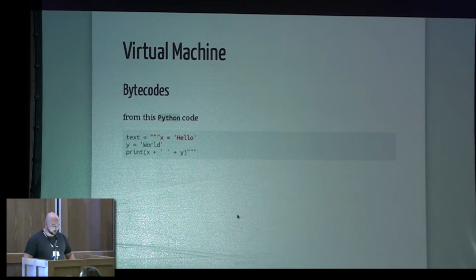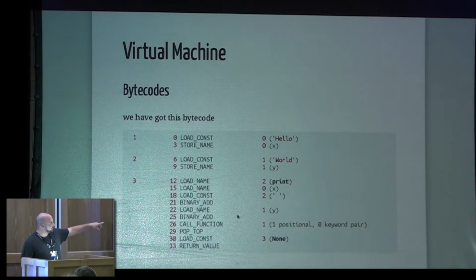Now, about the bytecode. I have my example: X equals hello, Y equals world, and print X plus an empty space plus Y. I use this example because the bytecode will be really simple. For example, I think that you can understand LOAD_CONST, STORE_NAME, LOAD_CONST, STORE_NAME, LOAD_NAME, LOAD_CONST, and the rest, a BINARY_ADD. If you know the assembly language, it's similar, okay? I don't want to explain LOAD_CONST now because it's in the next section.